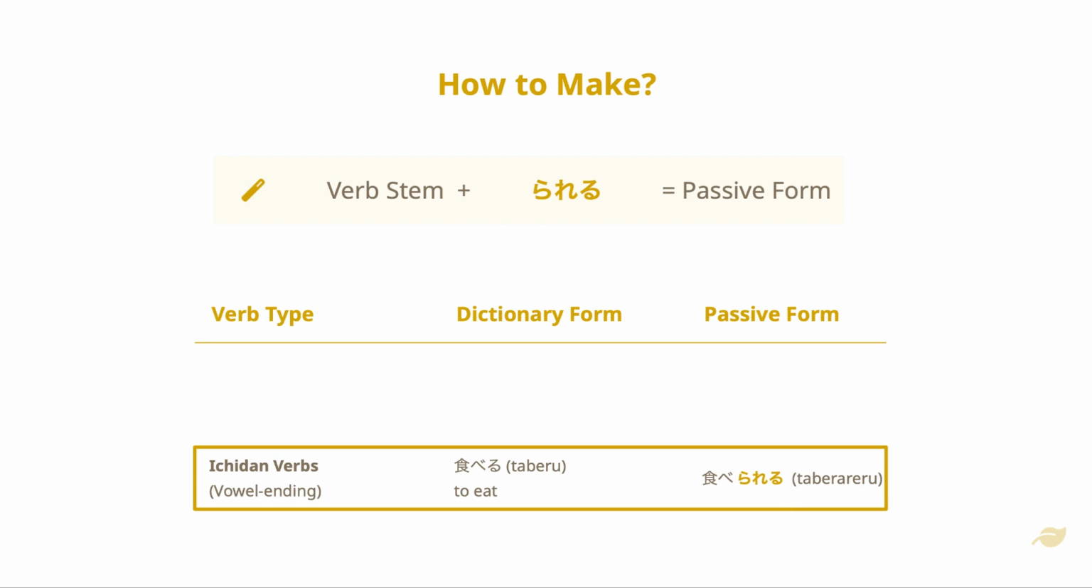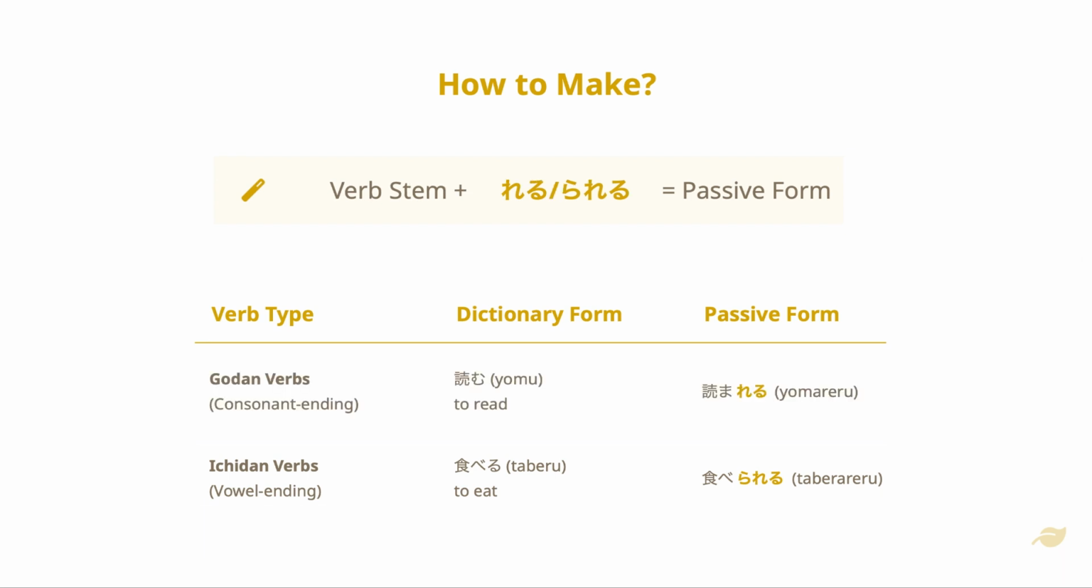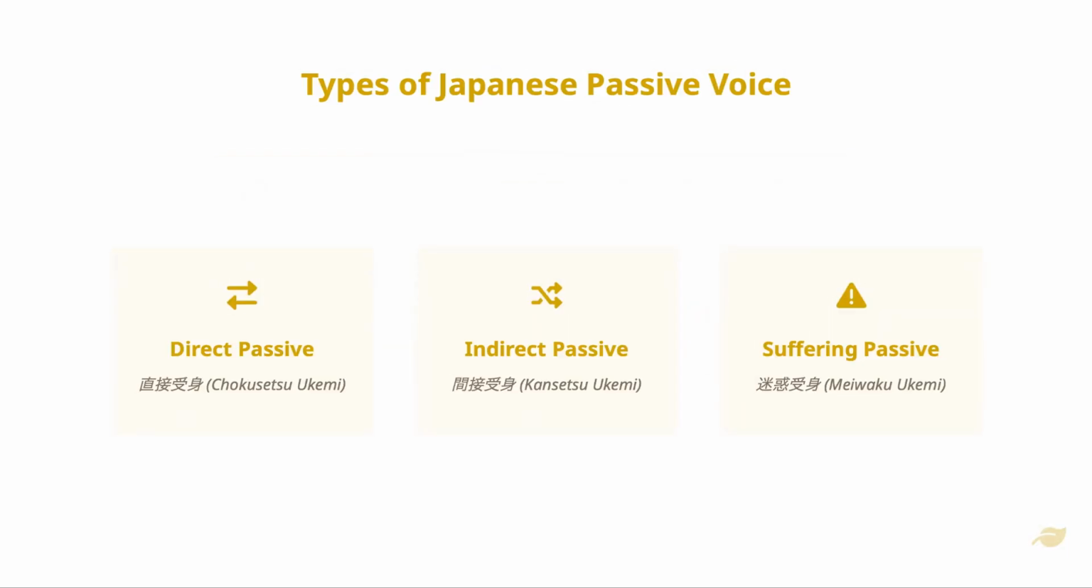Does this make sense? So, in order to make the passive form, sometimes the vowel sound is different, but we need れる or られる. Please memorize this. Okay, next, let's talk about types of Japanese passive voice. We have three types of passive voice.